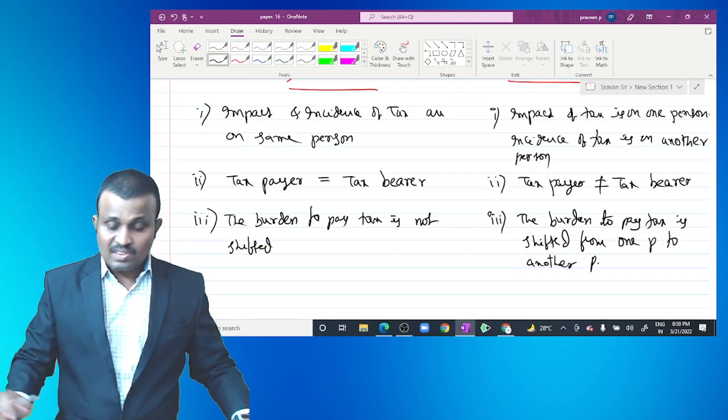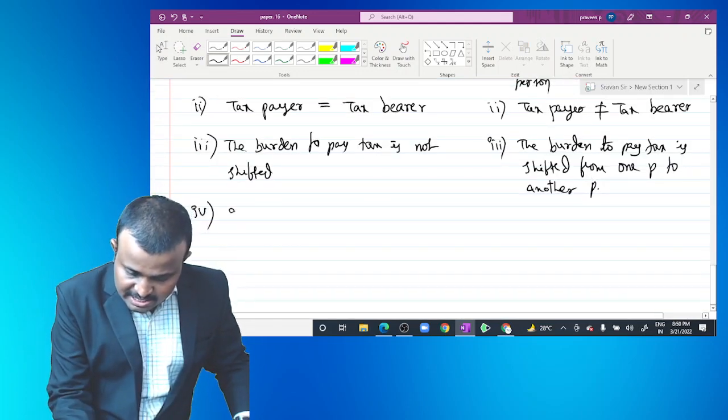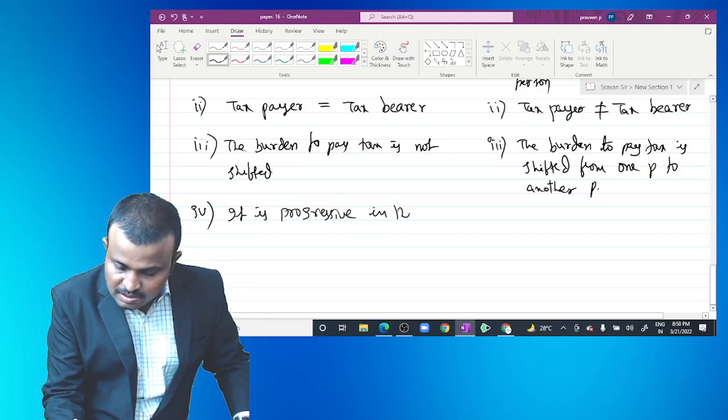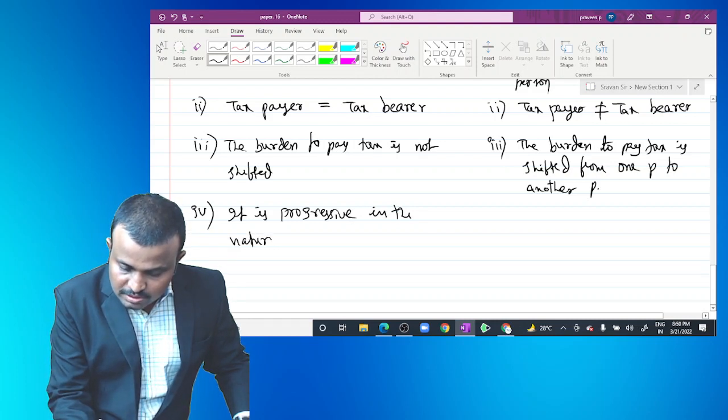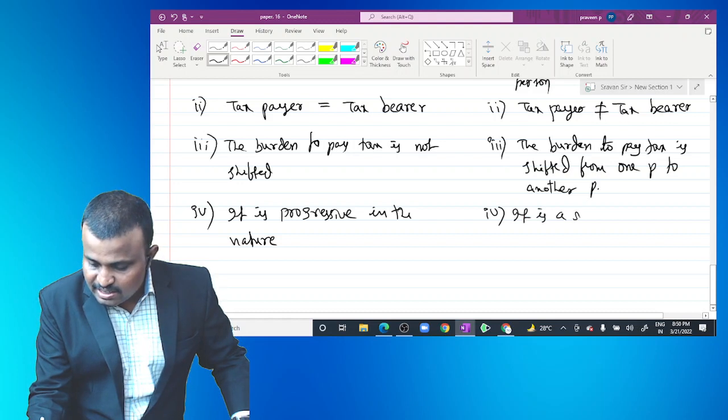an indirect tax. Then coming to the direct tax, it is progressive in nature. But coming to the indirect tax, it is regressive.